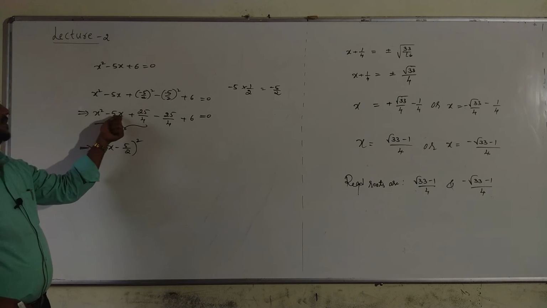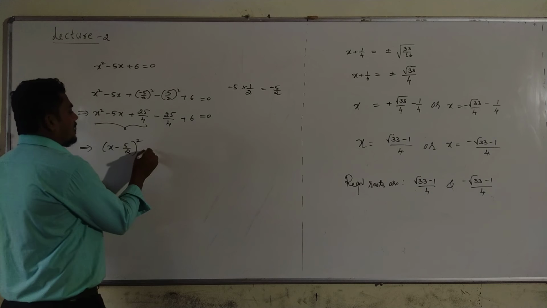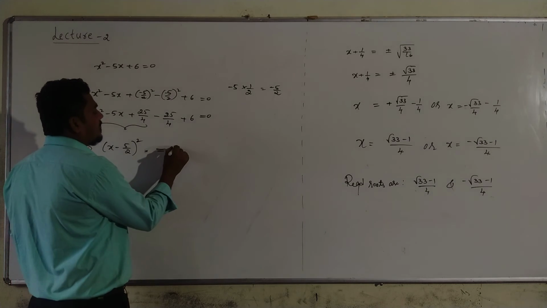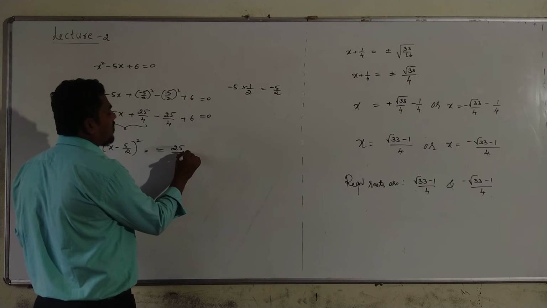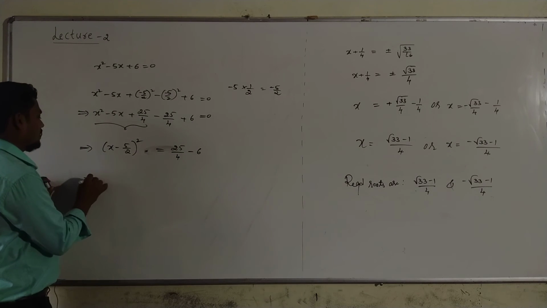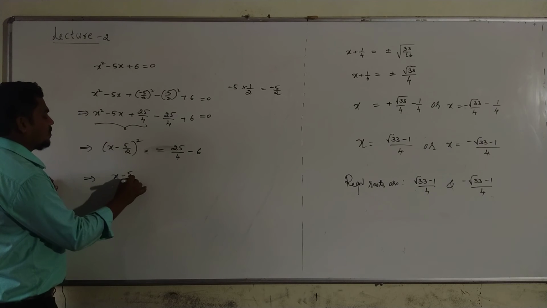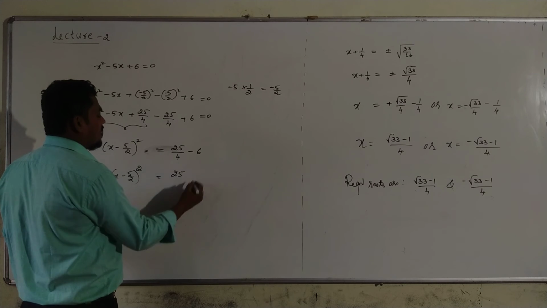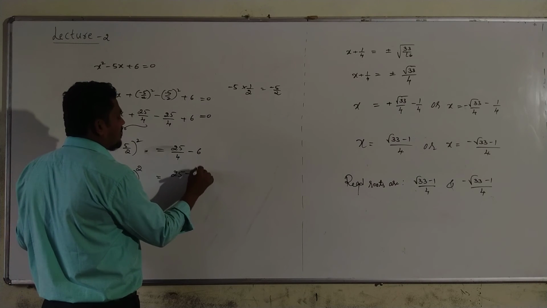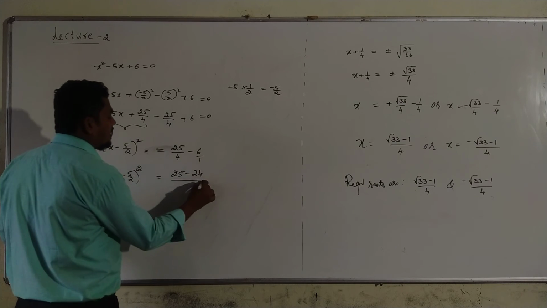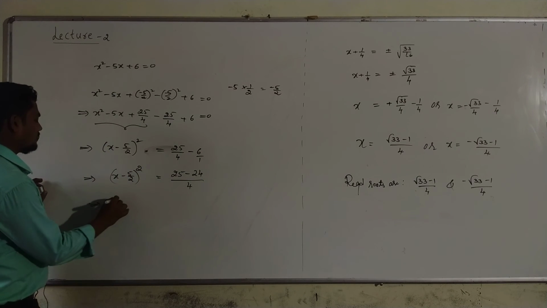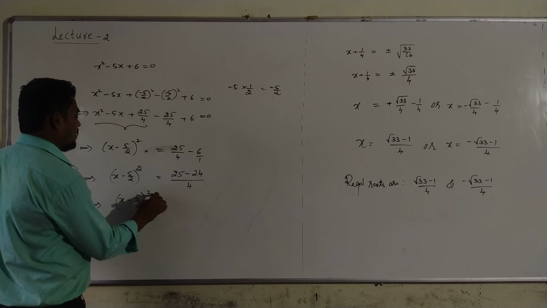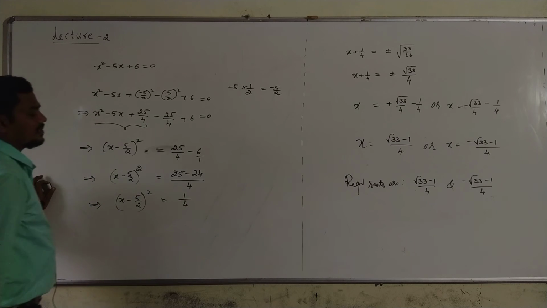It is like a square minus 2ab plus b square. Then minus 25 by 4 and the remaining terms are sent to RHS. Then 25 divided by 4 minus 6. (x minus 5 by 2) whole square is equal to, taking LCM, (25 minus 24) because LCM is 4, whole thing divided by 4. (x minus 5 by 2) whole square is equal to 1 divided by 4.